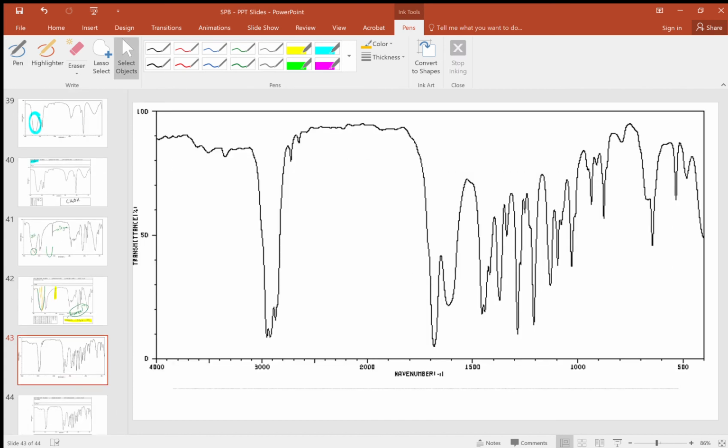And we've got one more here, and I think in this spectrum we can make out the carbonyl here and the alkene here.